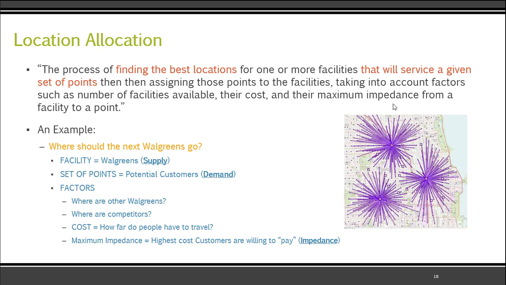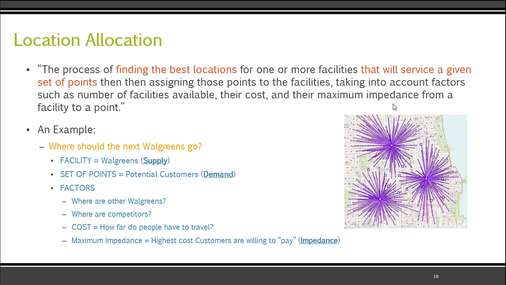So you'd want to know where your other stores are. You'd also want to know where your competitors are and what kind of travel time maybe they would get from their customers. So that's that cost. How far are people willing to travel? So then if you do an analysis within location allocation, you could look at where are your customers being allocated to within the existing set of stores, within the existing set of Walgreens and all of their competitors. Where are people being allocated? And are there pockets of unallocated customers?